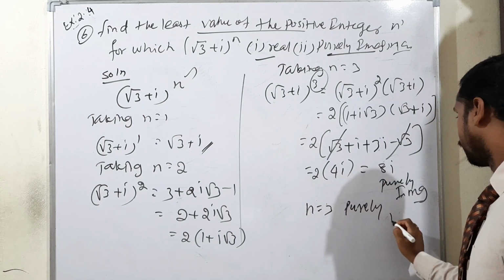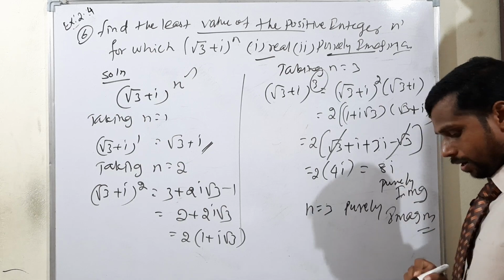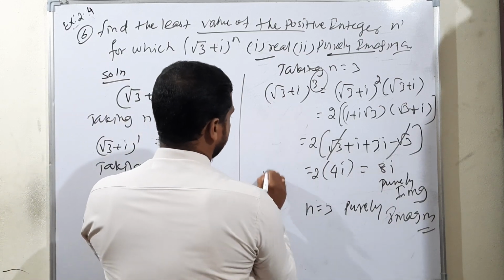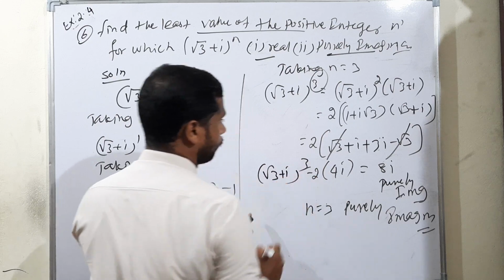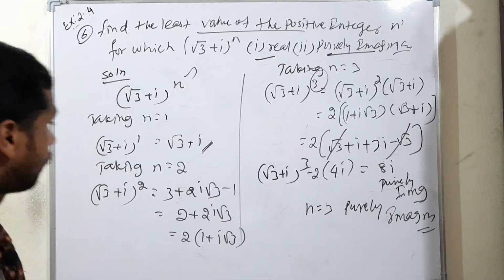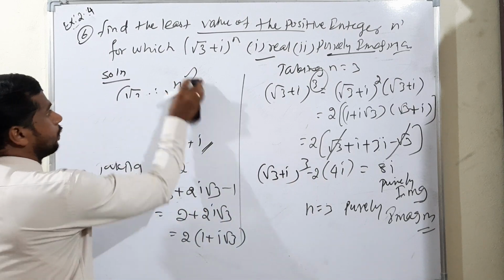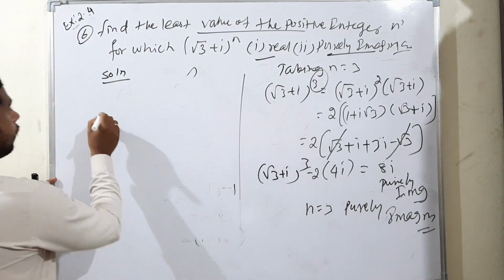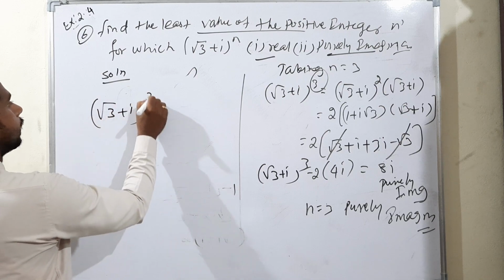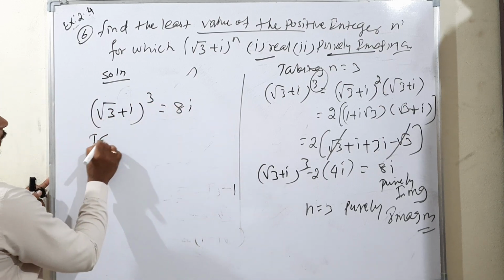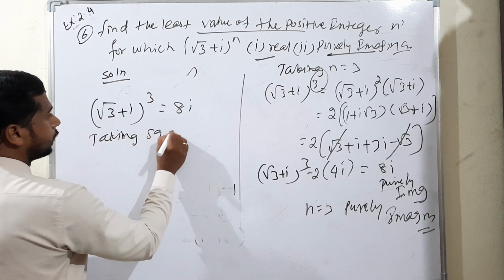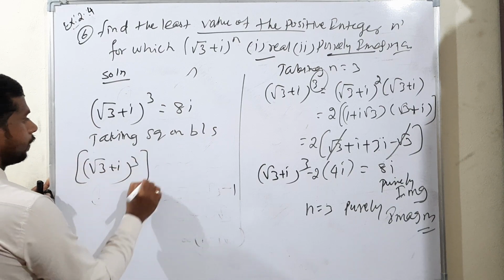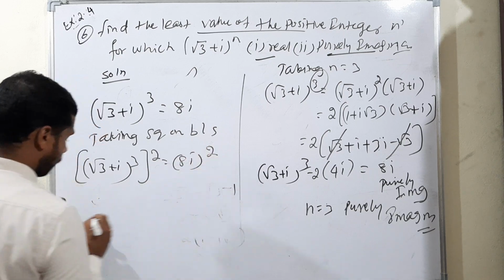Okay, I will take that, but we need real also. I will consider this: (√3 + i)^3 is equal to 8i. I need to write this step, then only we can find purely real. So (√3 + i)^3 is equal to 8i. Taking square on both sides, what will happen? ((√3 + i)^3)^2 is equal to (8i)^2.